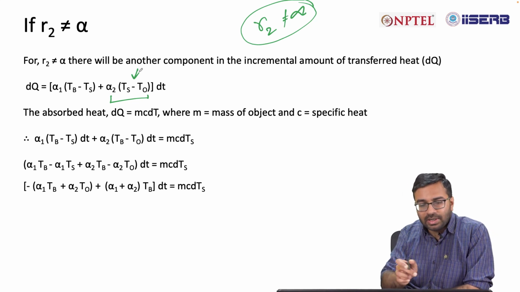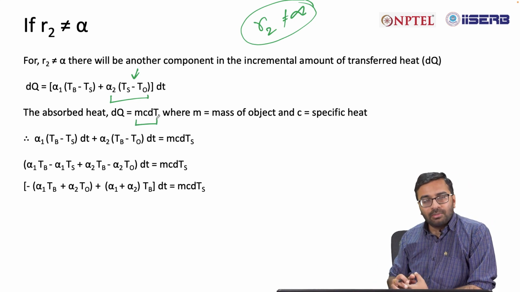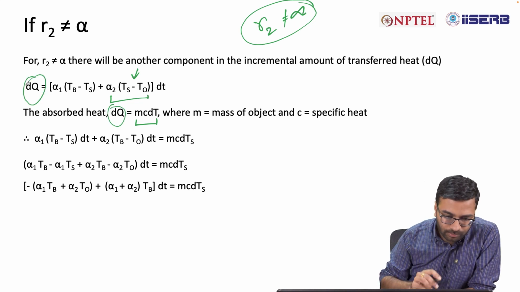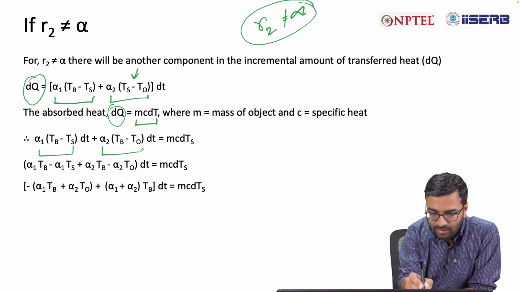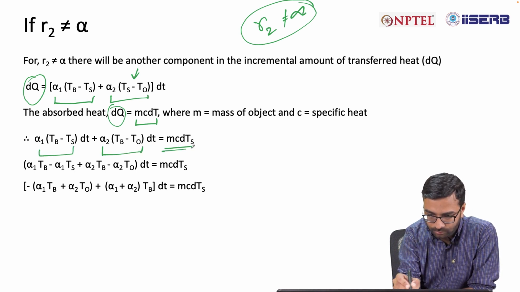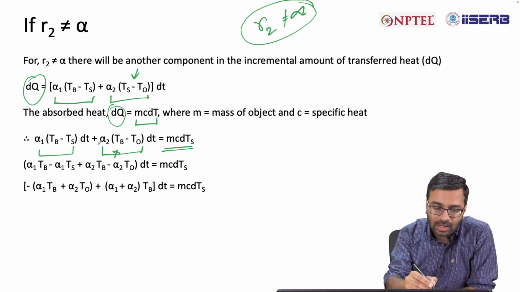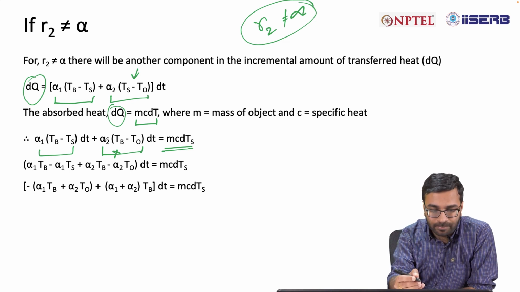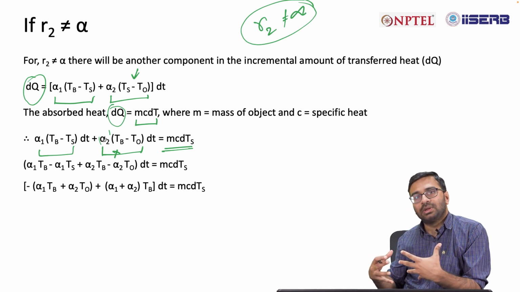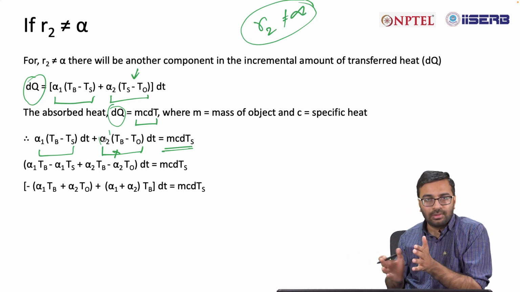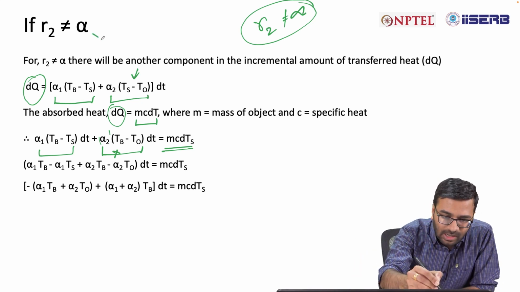And then your absorbed heat is m into c into dt, and when you equate both the equations now, you will find alpha 1 Tb minus Ts dt plus alpha 2 Tb minus T0 dt is equal to m into c into dTs. Previously this term was not there because your alpha 2 was very high, right? So we did not consider this term because there was no heat loss. So there was no heat transfer between the environment and the sensor. But now we have this term because you have an R2 present.